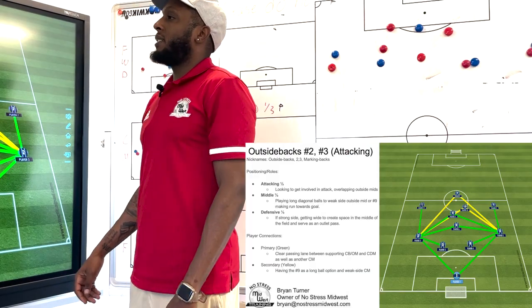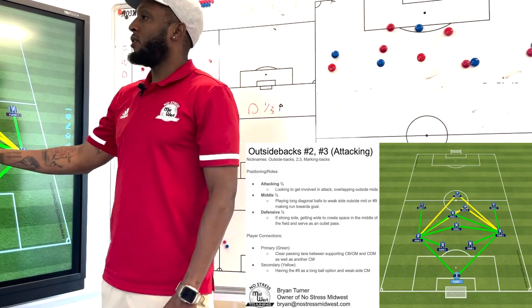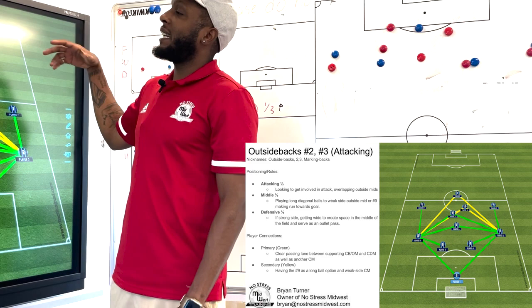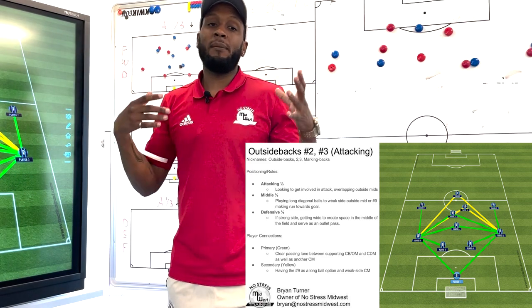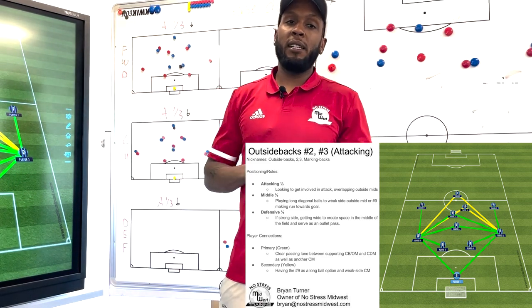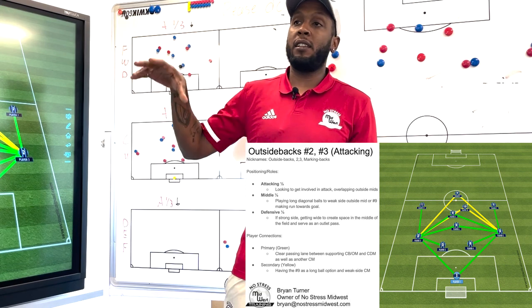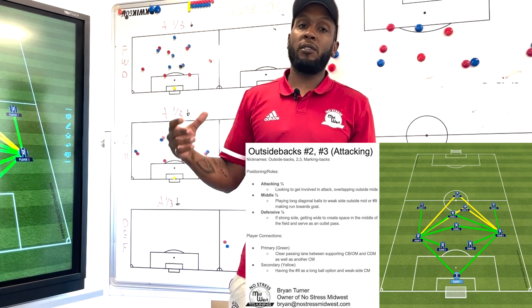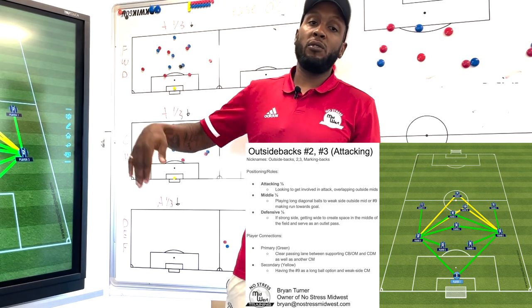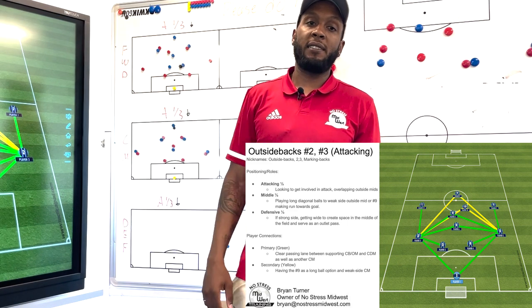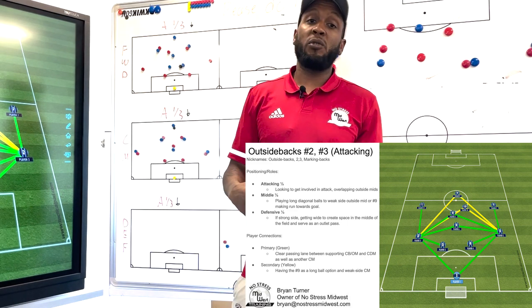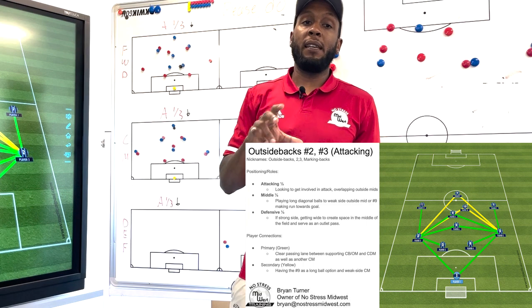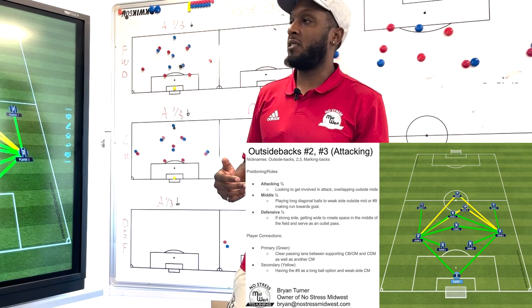Now with our outside backs, our 2 and 3, as we're in that attacking third, we really want to try to get them involved in the attack. By creating those 2v1 opportunities and overloads, we're able to cause those mismatches, play those long balls in, get those crosses in, and just really disrupt and make it more difficult for the opposition to defend.